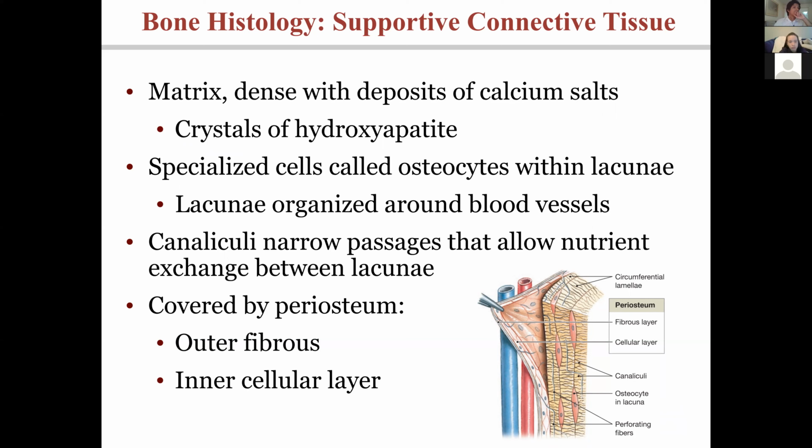Okay, let's look at this bone in the context of histology. The type of tissue that bone is, is connective tissue. What was the definition of connective tissue? It's a matrix with specialized cell types residing within that matrix.